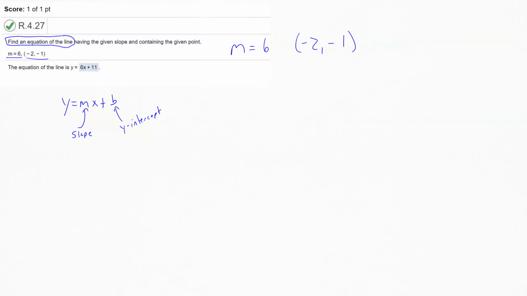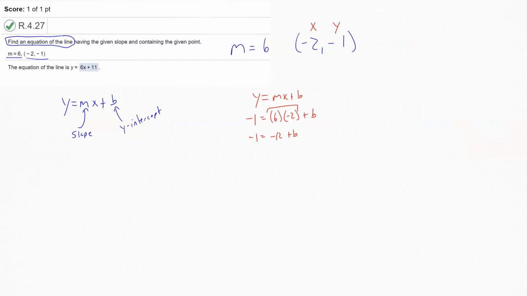So we'll take our y equals mx plus b, and we'll shove in what we have. So that's our x, and that's our y. So we get -1 equals m, which is 6, times x, which is -2, plus b. And then from there, we just clean it up and solve for b. So we have -1 equals 6 times -2 is -12, plus b.